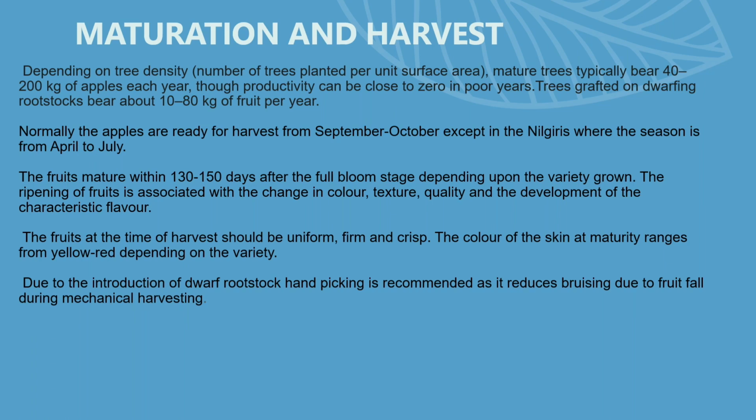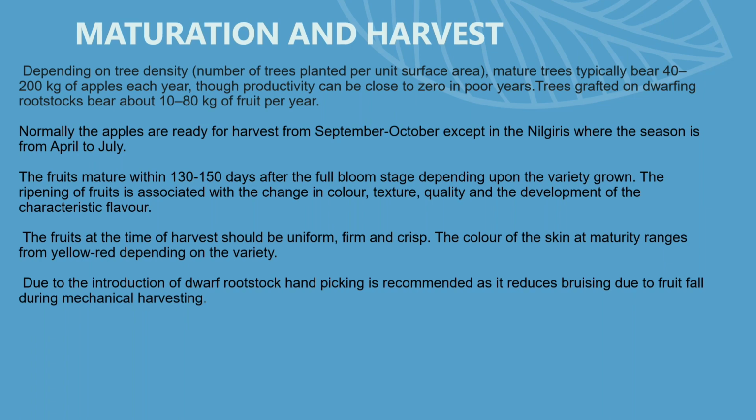Normally apples are ready for harvest from September to October except in the Nilgiris where the season is from April to July. Fruits mature within 130 to 150 days after full bloom stage depending on the variety grown. Ripening of fruits is associated with the change in color, texture, quality, and the development of the characteristic flavor.